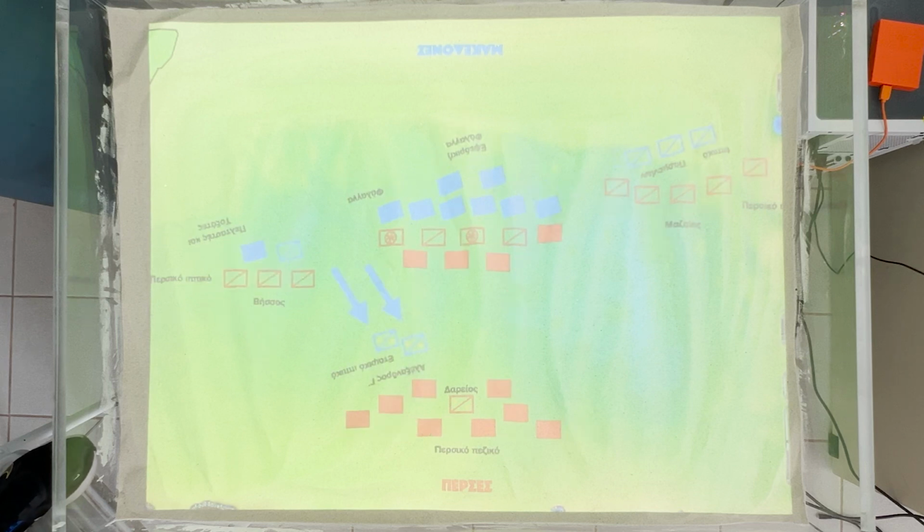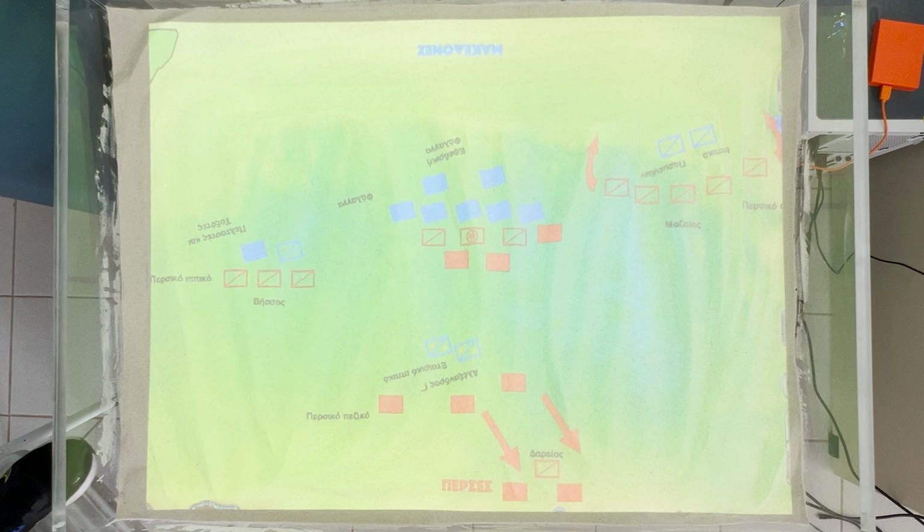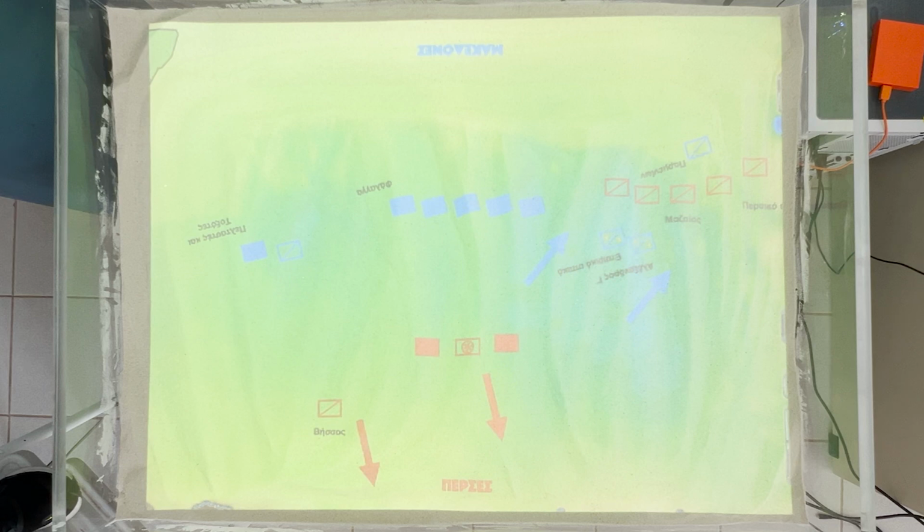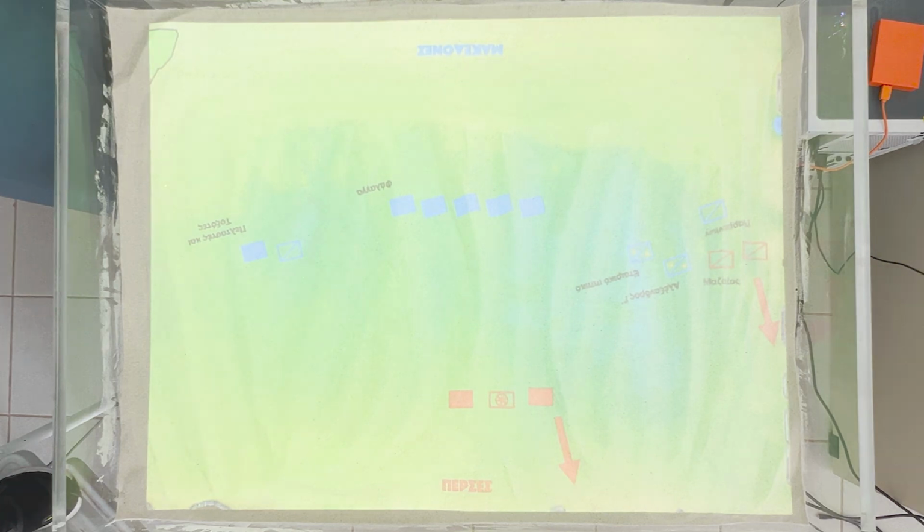Narrative and learning. Throughout the simulation, a narration or text overlays can provide historical context, explaining the significance of certain decisions and how they affected the outcome. This would help students and enthusiasts explore various strategies and tactics employed by Alexander and Darius during the battle.